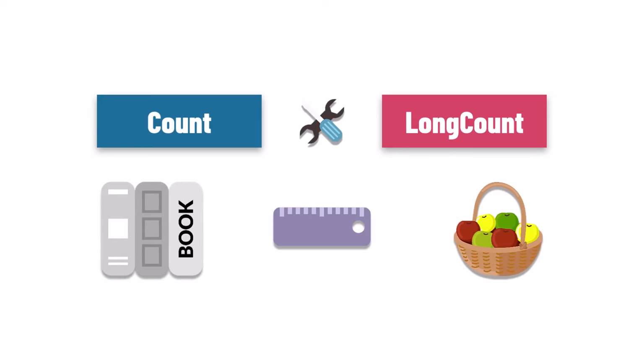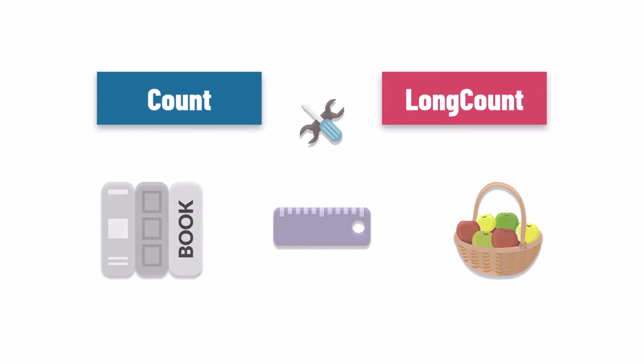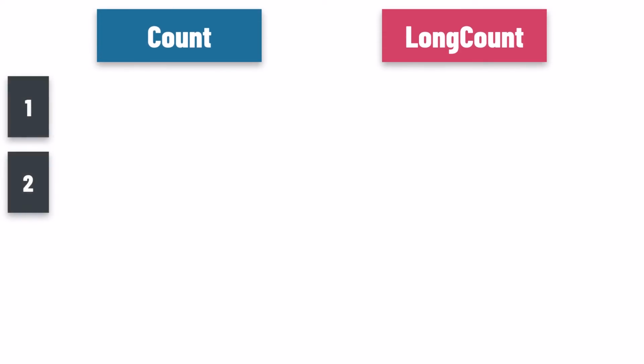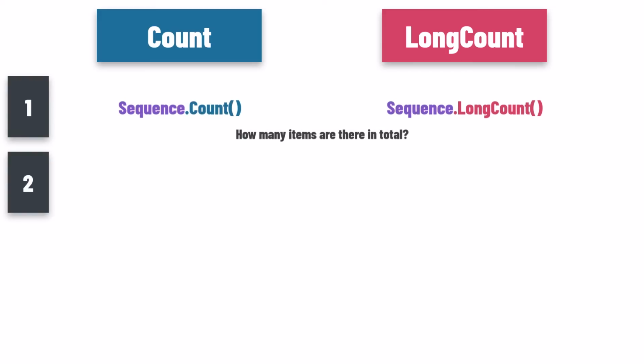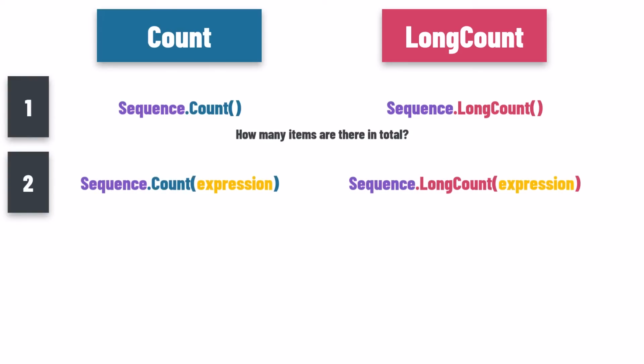Both Count and LongCount have two main ways to use them, or in other words, each method has two overloads. First, you can call them with empty parentheses like this. This is like asking, how many items are there in total? It gives you the total count of elements in your collection. Second, you can use these methods with a special condition inside the parentheses like this. This is more specific, like asking, how many books on my shelf are over 200 pages? You get the count of elements that meet the condition you set.